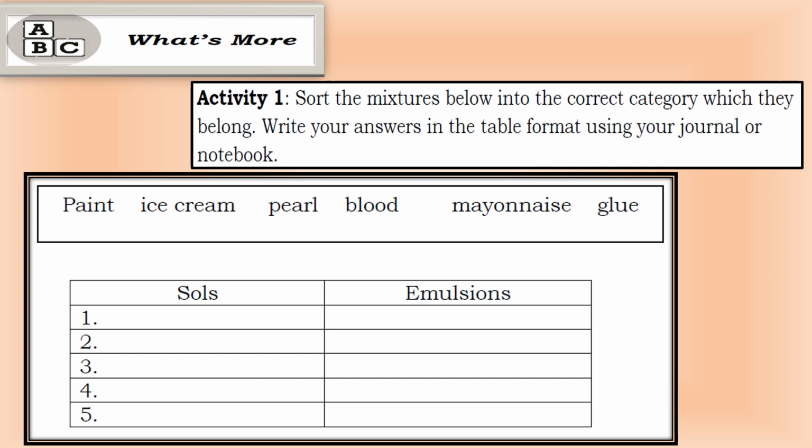Saan dyan ang sols? Saan dyan ang emulsions? So, balikan nyo kung ano yung meaning ng sols at ano yung meaning ng emulsions at tingnan nyo kung ano ang pinaghalo sa mga mixture na nakikita ninyo na nakasulat at i-classify nyo sila kung saan sila dapat.